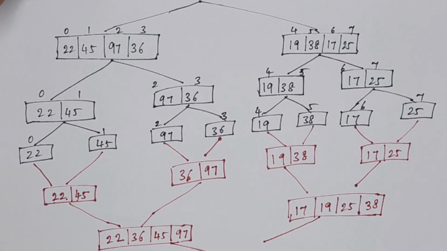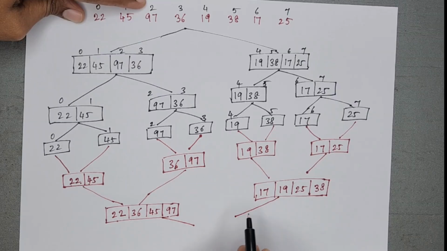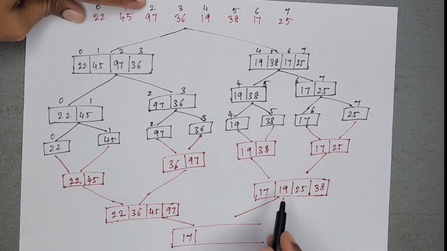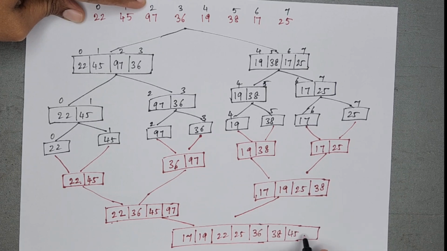Finally we have to sort these two arrays. 22 to 17. 17 is the smallest element. After this 22 to 19. 19 is the smallest element. Then 22, 25, 36, 38, 45 and 97. So finally like this we'll get the sorted array.